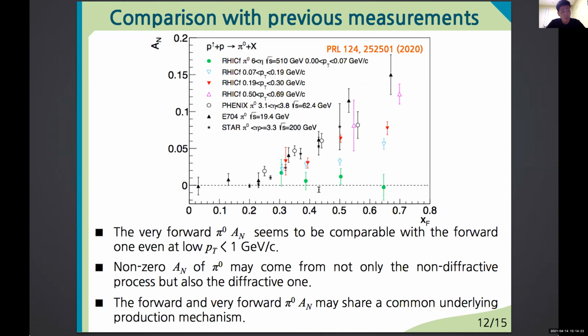In this case, we need to subtract the diffractive contribution for a more practical comparison between the perturbative calculation and the forward pi0 result.